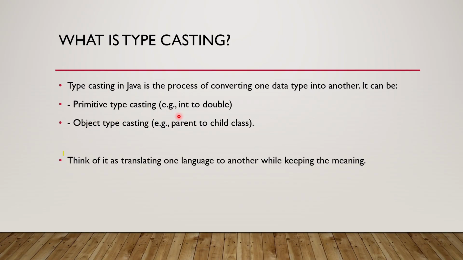Primitive type casting. For example, if you want to convert primitive data types such as int to double. And object type casting. If you want to typecast an object, such as parent to child. Think of it as translating one language to another while keeping the meaning the same. I have given the example before.